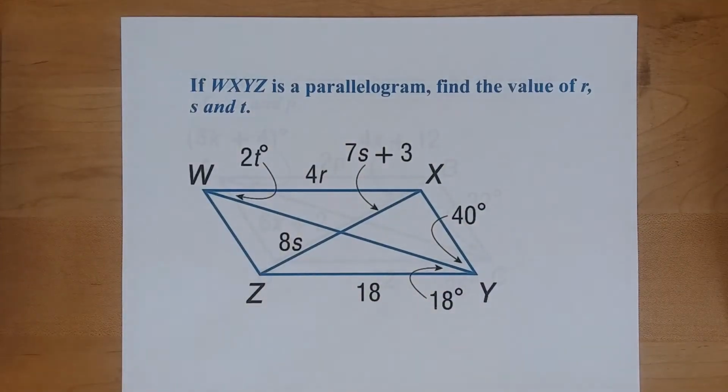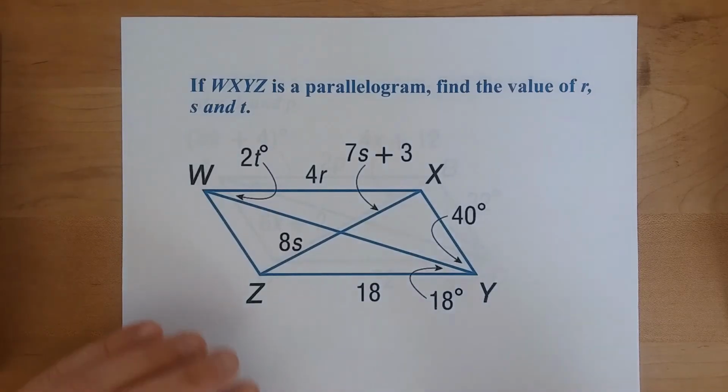If we have this sketch here where WXYZ is a parallelogram, could we use what we know about parallelograms and their diagonals to find the value of R, S, and T? And the first one I want to go after is R.